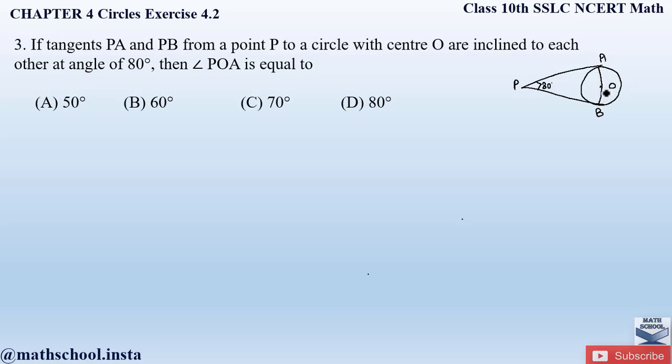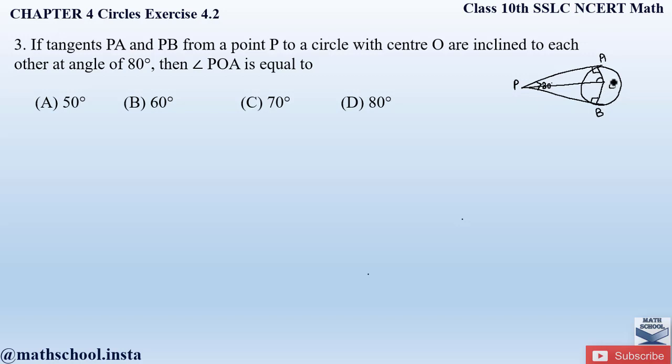So these are the two radii of the circle, and PA and PB are the two tangents of the circle, and we have to find out this angle POA. So we have to find out this angle here. So here you can notice that we have a radii and a tangent. A radii is always perpendicular to the tangent, so it will be 90 degree. So again this angle will also be 90 degree because again OB is a radii and PB is the tangent.